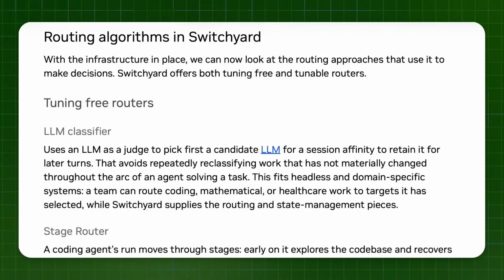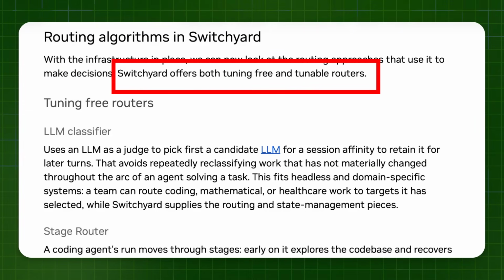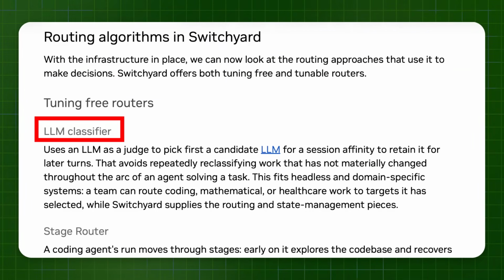All right, so let's look at the routing algorithms themselves. There are two families here, the tuning free and the tunable ones. So the tuning free ones are things like LLM classifier, LLM as a judge. It basically picks the model and then you stay with that model for the rest of that session. So in a case like this, you're not reclassifying for every single turn.